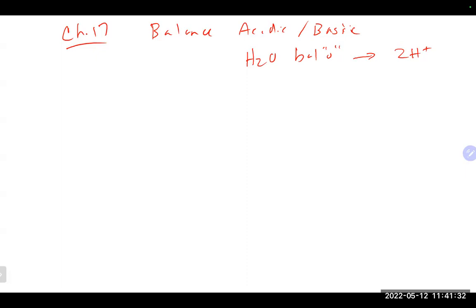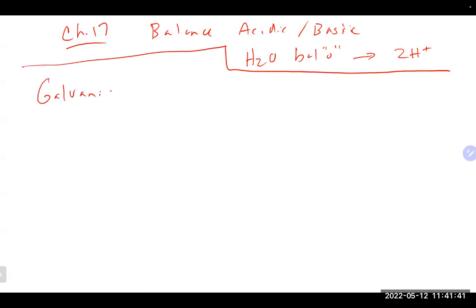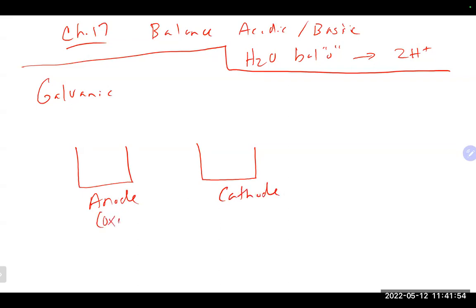Then we started getting into really this chapter per se, which is about galvanic cells. And really, a galvanic cell has kind of 2 parts or components, if you will. It has an anode compartment and it has a cathode compartment. And in the anode compartment, that is where oxidation occurs. In the cathode compartment, that is where reduction occurs.